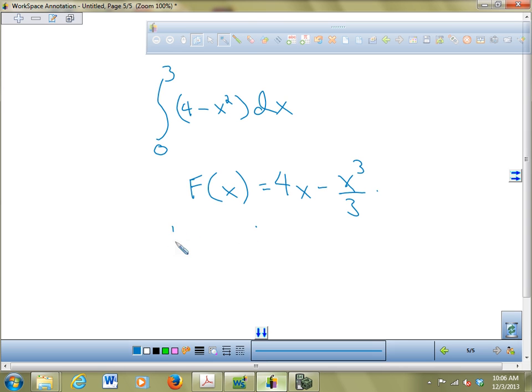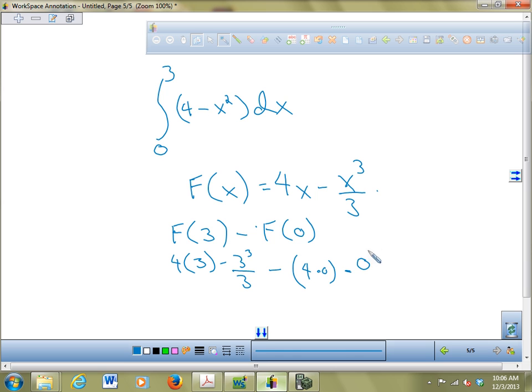And so what I'm going to do is I'm going to go big F of 3 minus big F of 0. And if I do that, I get out 4 times 3 minus 3 cubed over 3 minus, and this number, just because in this case it comes out to be 0, it's not always 0, okay? Because if I plug in -1, it would definitely not be 0, right? So I'm just trying to show you that you'll get the same answer as we did using our calculator. So 0 cubed over 3, well, this quantity is what?